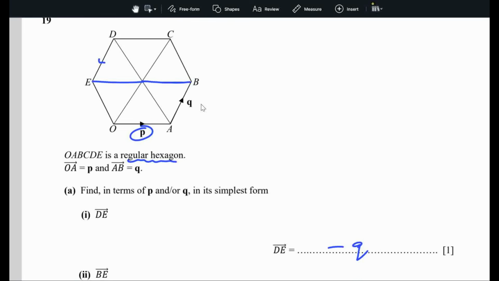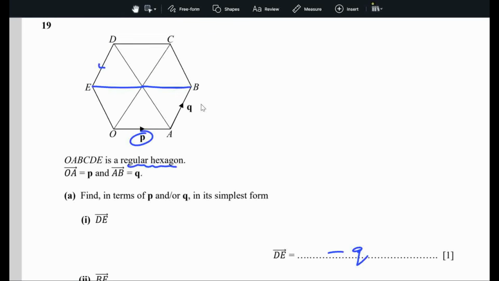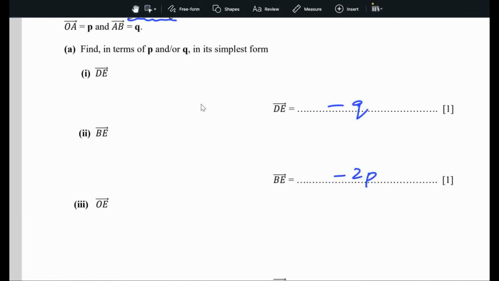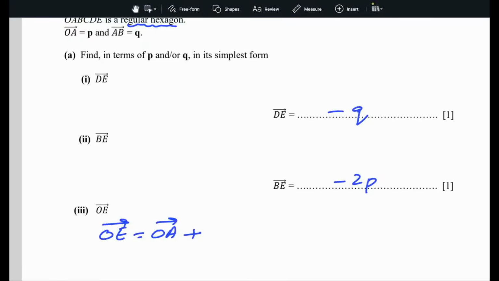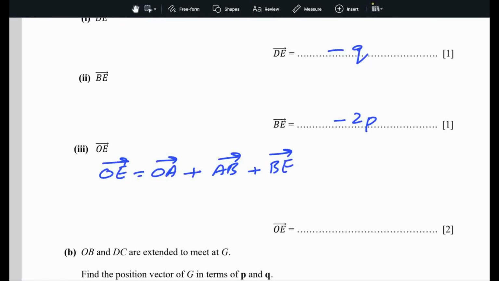Then OE. What about OE? Now for OE, we can use this path: OE will be equal to OA plus AB plus BE. So OA is p, plus q, minus 2p. So the final answer will be q minus p.